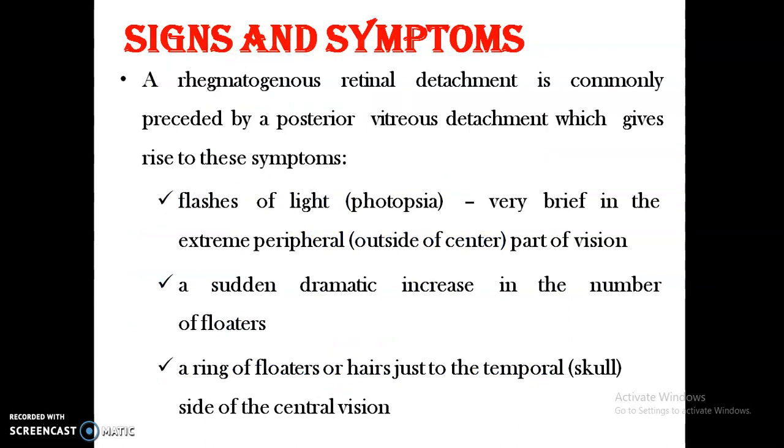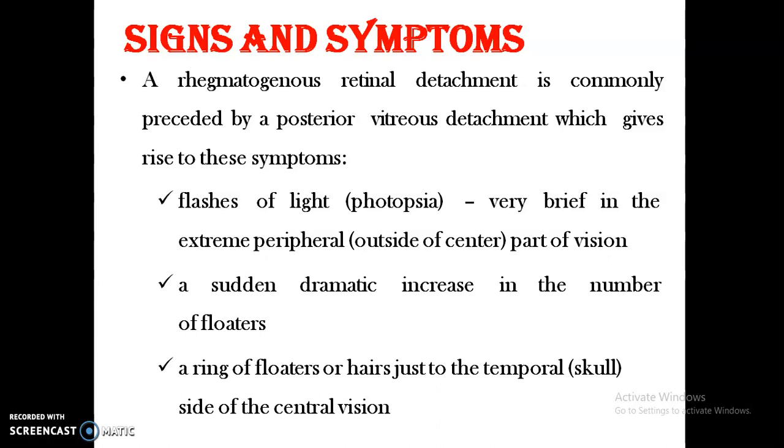Then the signs and symptoms. A rhegmatogenous retinal detachment is commonly preceded by a posterior vitreous detachment, which gives rise to these symptoms: flashes of light or photopsia, very brief, in the extreme peripheral part of the vision; poor vision outside the center; and a sudden dramatic increase in the number of floaters, and a ring of floaters or hair just to the temporal side of the central vision. These are some of the manifestations.